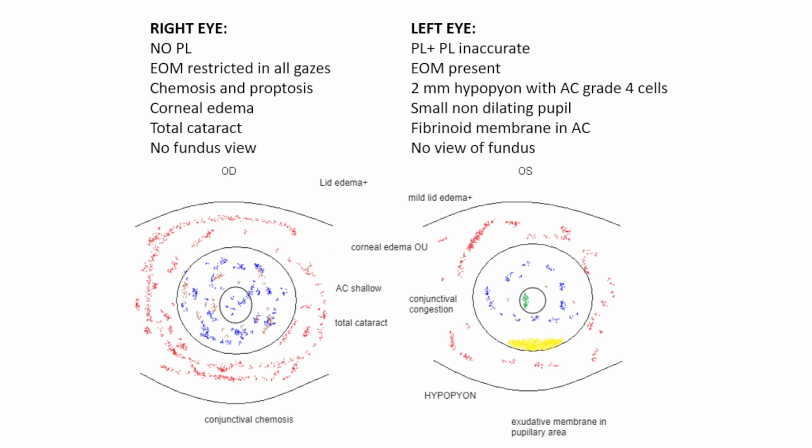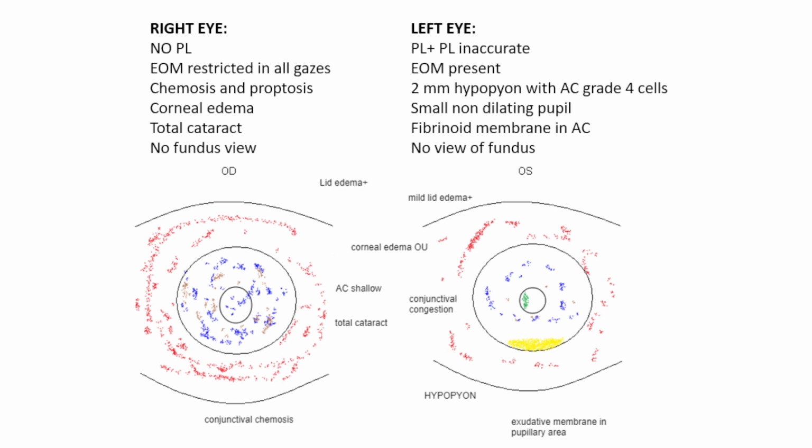Extraocular muscle movements were restricted in all gazes. There was chemosis and proptosis and corneal edema with total cataract, so the fundus view was not there. In the left eye, perception of light was present, but the PR was inaccurate. Extraocular muscle movements were present, with 2 mm of hypopyon in the AC with AC grade 4 cells. The pupil was small, non-dilating and fixed. There was a fibrinoid membrane in the AC with no view of the fundus.